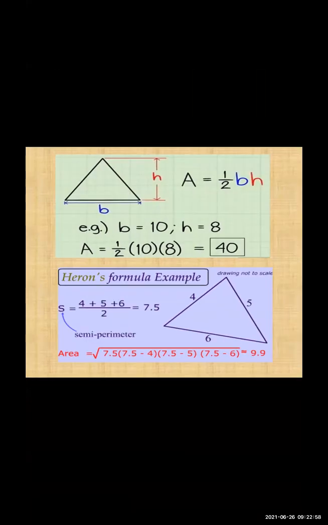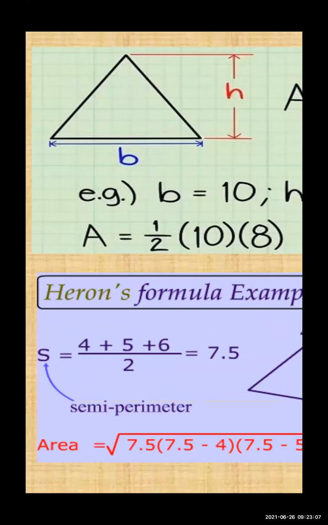And the second one is a Heron's formula example. See here, side values are given: 4, 5 and 6. Just add them and divide by 2. 4 plus 5 plus 6, sorry, it is 15. So 15 divided by 2 is 7.5. So this value is the semi-perimeter S.